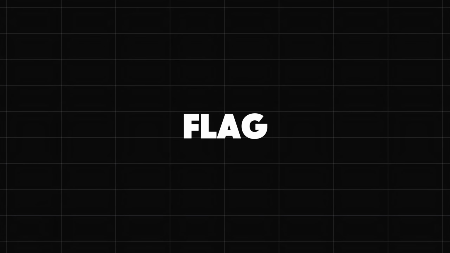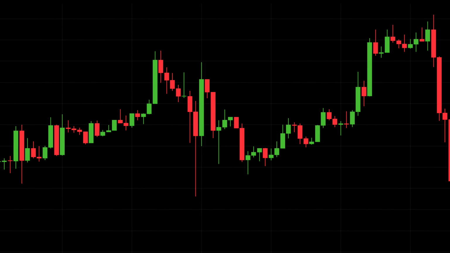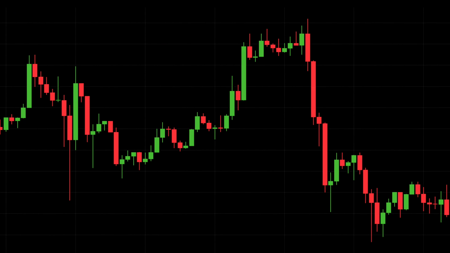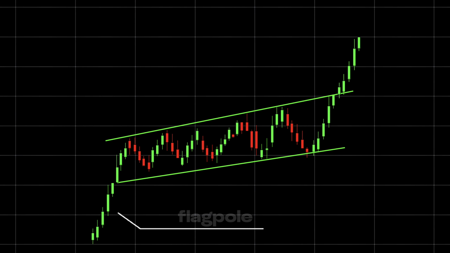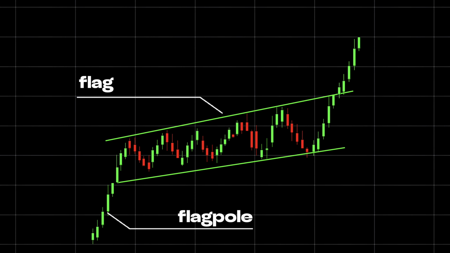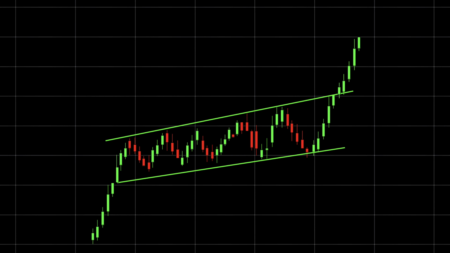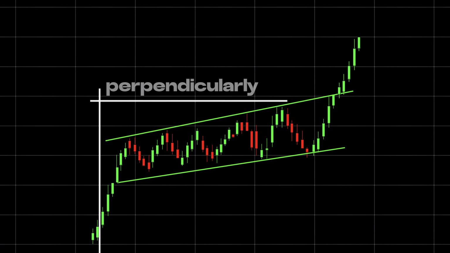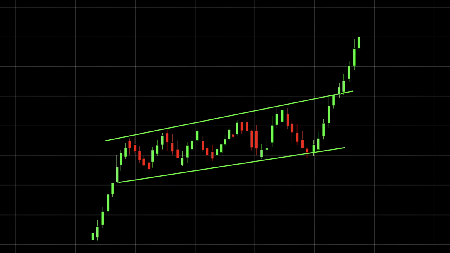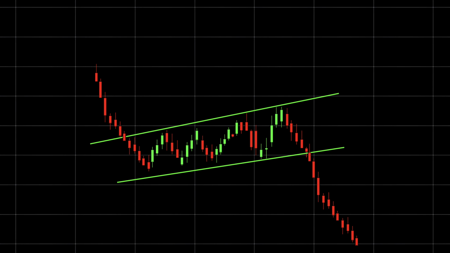Eighth pattern, flag. The flag pattern predicts the continuation of the current market trend. It consists of two parts, the flagpole and the flag, the channel in which the price moves. The flag corridor can go strictly perpendicular to the flagpole or with a slight inclination. Its general shape can correspond to different figures: triangle, rectangle, or wedge. The correction is completed by the exit of the price beyond the resistance lines. At this moment, the purchase is carried out. If the trend is down, everything mirrors the uptrend.